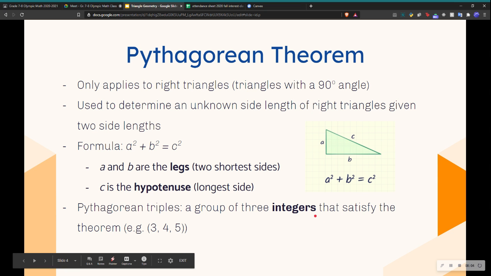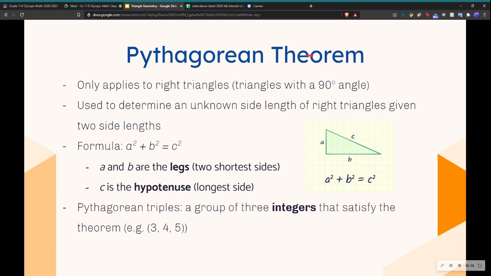Alright. And this also might be review for you guys, but the Pythagorean theorem. This is really important for triangle geometry. The Pythagorean theorem only applies to right triangles. Right triangles are just triangles with a 90-degree angle. Just one. You can't have two 90-degree angles, or else that would add up to 180 immediately, and then you couldn't have a third angle. This theorem is used to determine an unknown side length of a right triangle if you're given two of the side lengths. The formula looks like this: a squared plus b squared equals c squared.